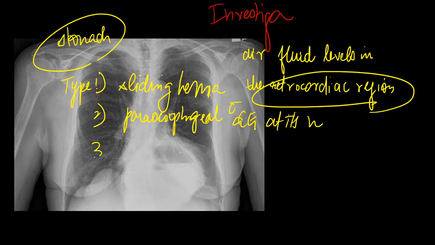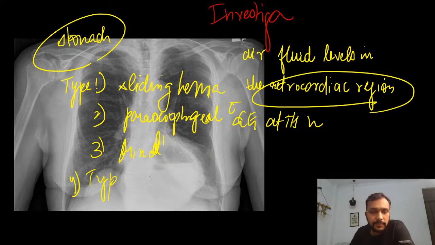Okay, then there is the mixed or compound type, paraesophageal hernia with a displaced GE junction. Okay? Type 3 is mixed, in which you are going to see sliding as well as paraesophageal hernia. In type 4, you are going to see herniation of the viscera as well.